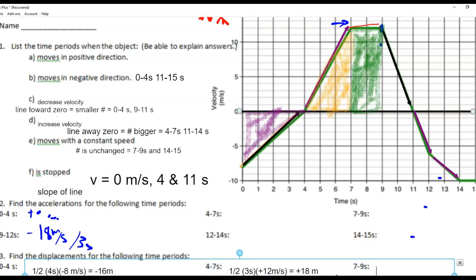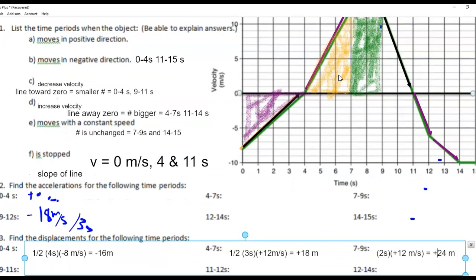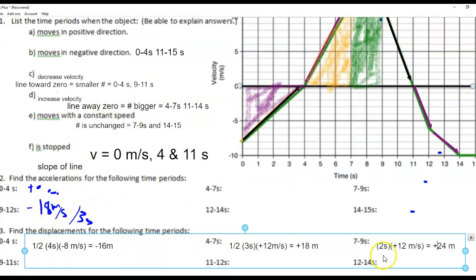So the base is 2 seconds, because 7 to 9 is 2 seconds of time, and the height is a positive 12 meters per second. So if you multiply that out, you get 24 meters, and it's positive. Try to make this fit. There we go. Good. So we've gotten those first 3 sections, the last couple sections. It's really just repeating that kind of work over again.